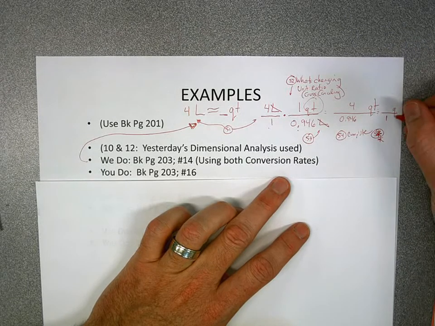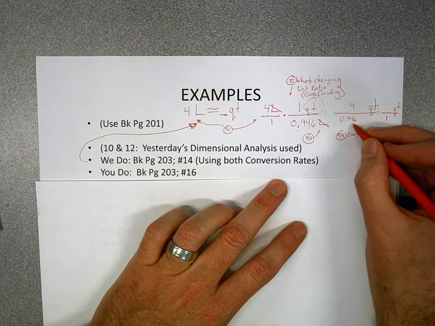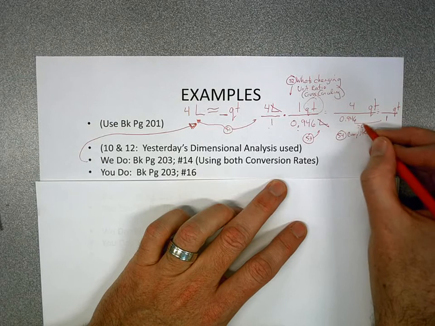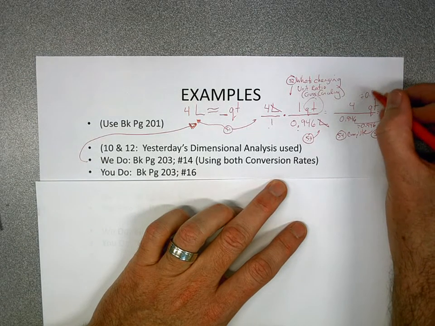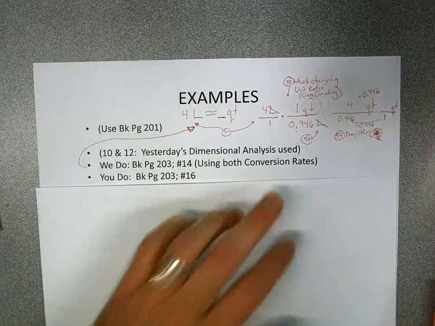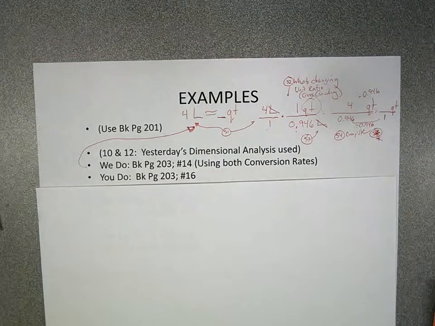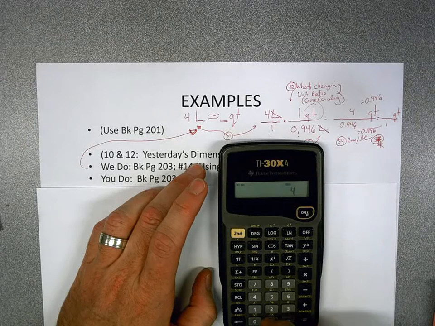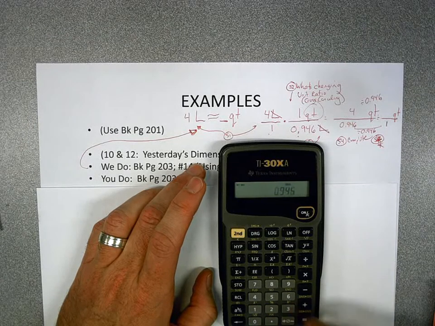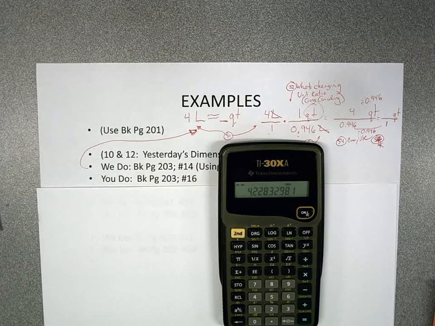So on top, we have our quarts. Well, what are we doing? We are going to divide by 0.946 and divide this by 0.946. So I grab my calculator and say 4 divided by 0.946 equals, and I get a nice long number.